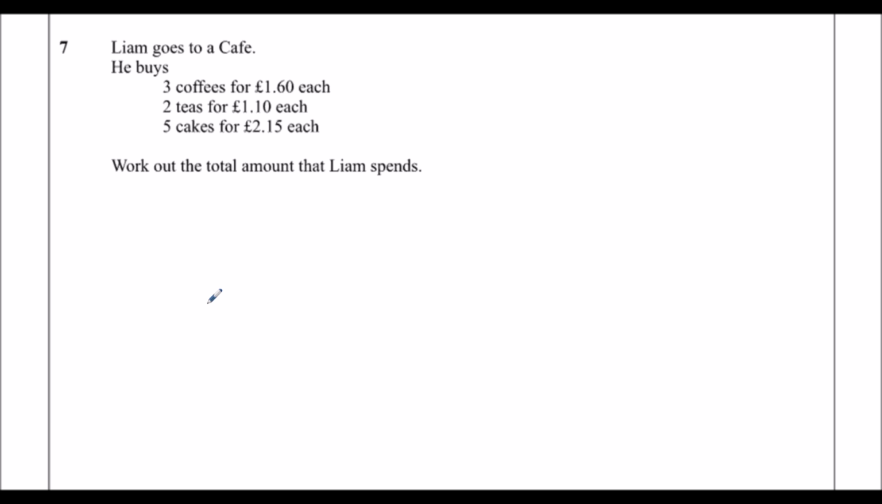Question 7. Liam goes to a cafe. He buys 3 coffees for £1.60 each. So we need to work out how much this costs. 2 teas for £1.10 each, 5 cakes for £2.15 each. Work out the total amount Liam spends. So we've got £1.60. I'll just write 160 times 3. 3 coffees for £1.60 each.